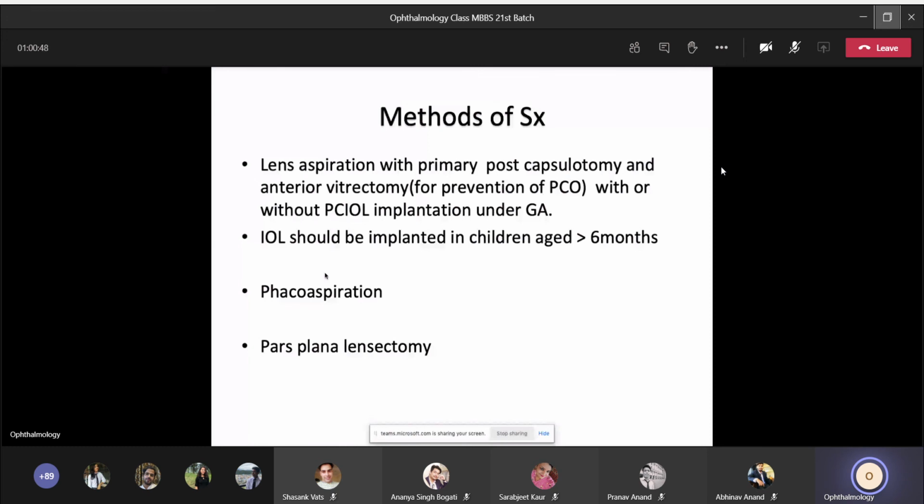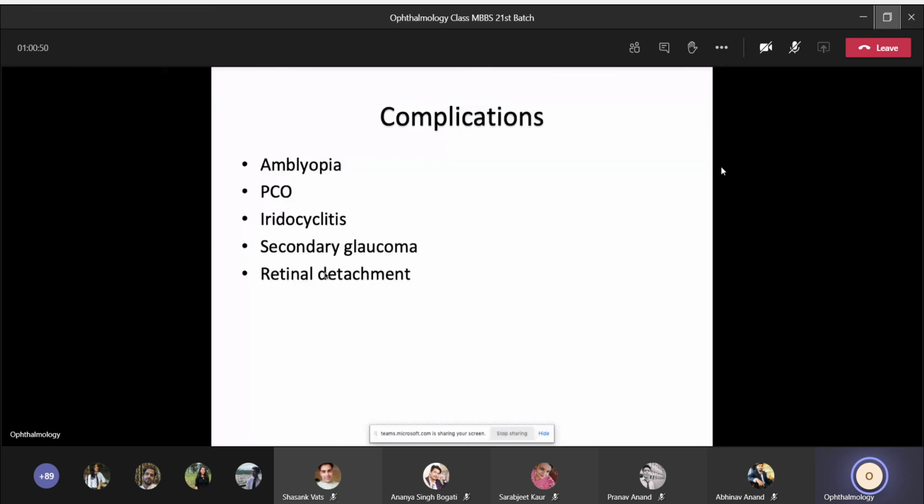The complications associated with congenital cataract surgery are very high. There are always chances of amblyopia if visual rehabilitation is not early. Then the patient may develop amblyopia. And as I said earlier, the rate of PCO is very high among children, and the inflammation rate is also very high in children.